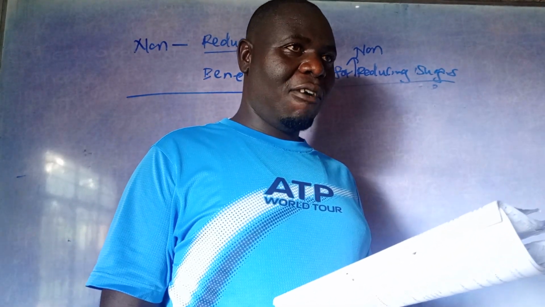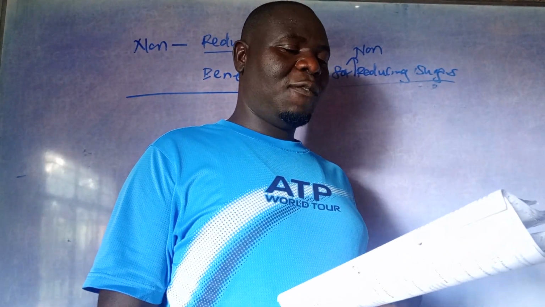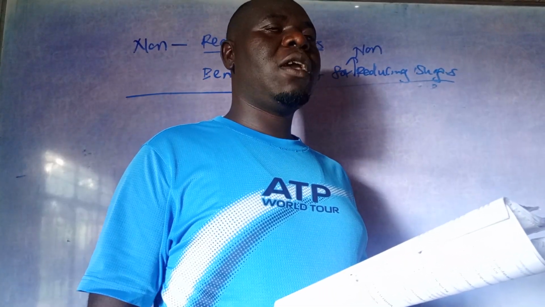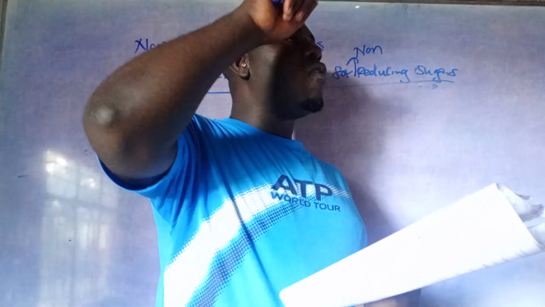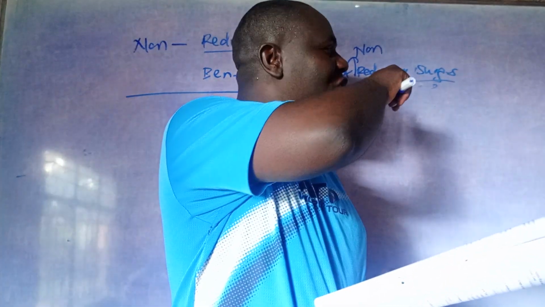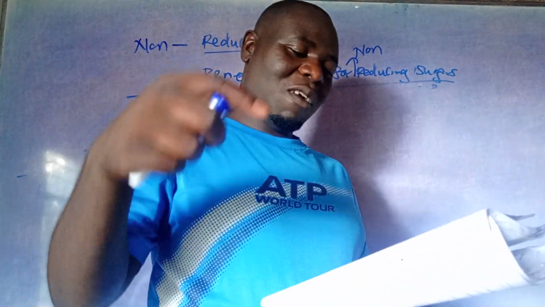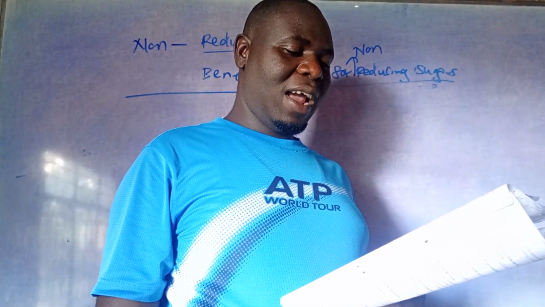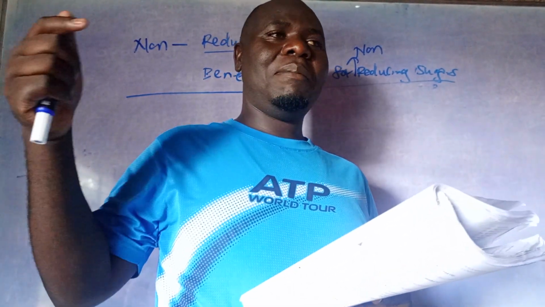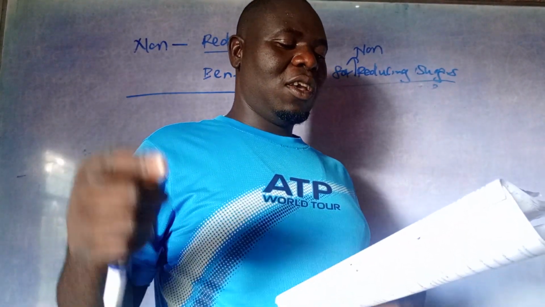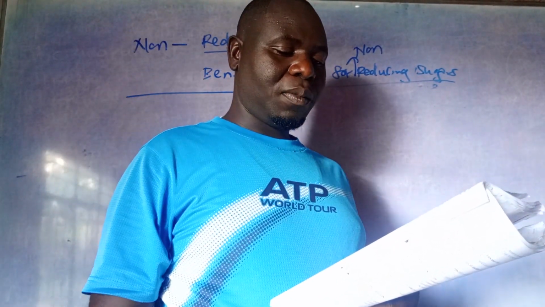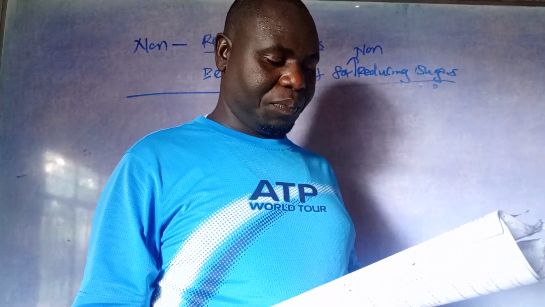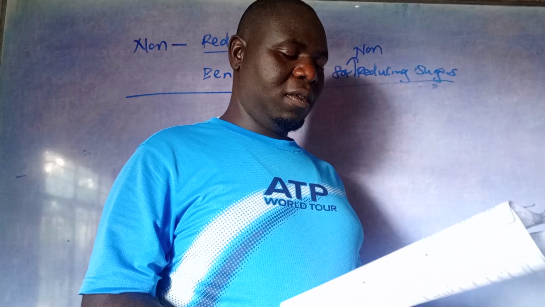After you add the sodium hydroxide and the fizz stops, you now put an equal volume, for example 2 centimeter cubic, of Benedict solution. Then after adding the Benedict solution, you heat the mixture gently using a water bath, and then you observe what will happen. So this is the method.